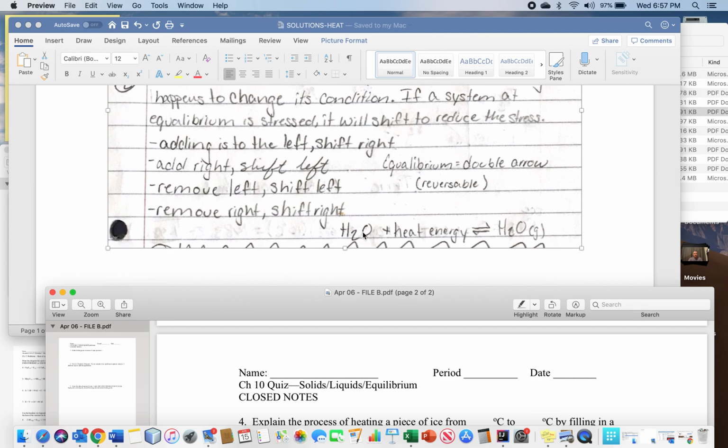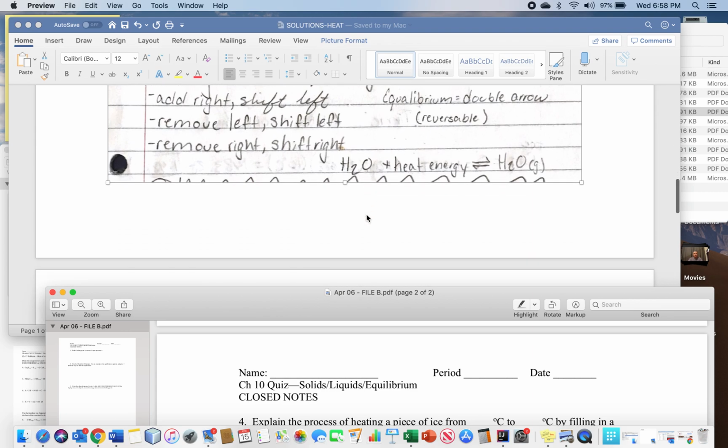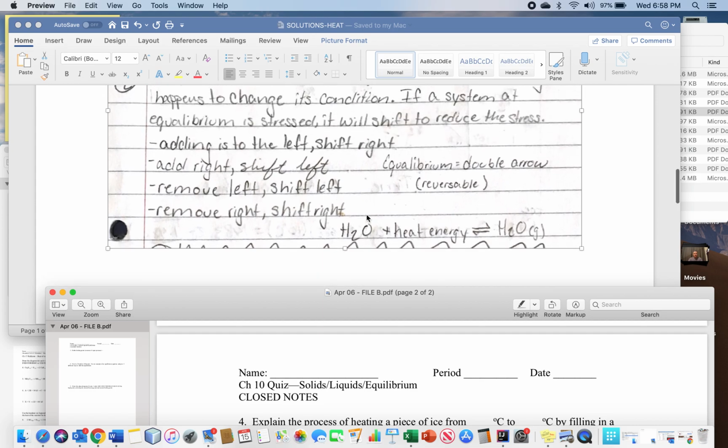So what do you mean? If you add, like this equation right here, see it? Water plus heat yields water gas. In other words, when I heat up a liquid, it turns into a gas, and you can reverse it. It's a reversible reaction, kind of like charging a battery and using a battery. So if you add something to the left, if you add heat, it's going to shift to the right. That's trying to reduce the stress. And I can't show it with my hands, but we'll talk about it later, especially if you take Chem 2. So pause the video and look at all the other ways to change equilibrium.